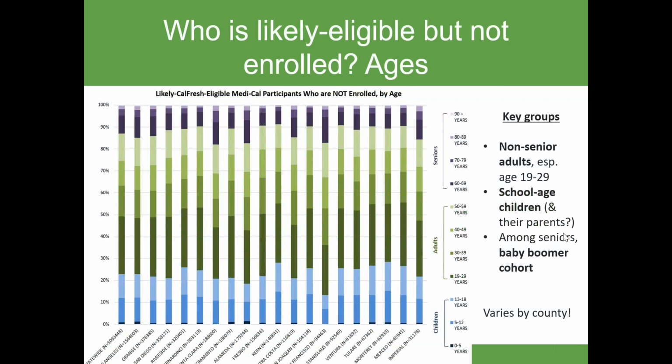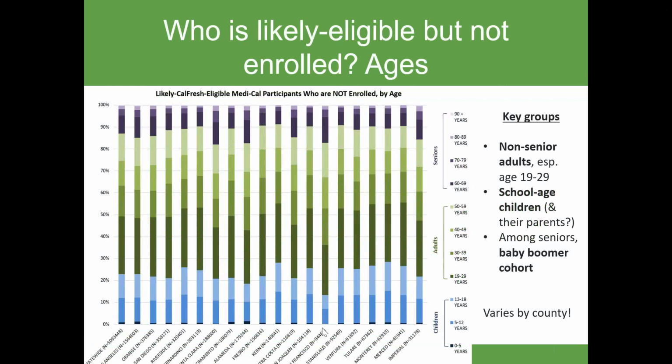Children typically make up anywhere from 20 to 25% of this likely eligible population. But the thing that really popped out at me was that they're almost all school age. We don't see a lot of the 0 to 5-year-old, preschool or infant age. It's really all school age. The one exception to that, notably, is San Francisco, which has a much smaller share. It's still school age, but a smaller share that are children. And San Francisco is famous for having a very small population of children.